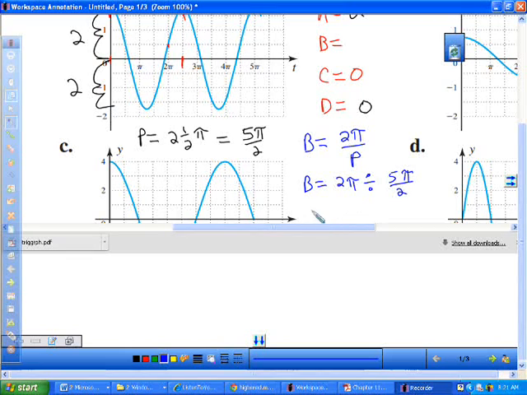So how do we do this? We can multiply by just flipping the fraction here. So we get 2 pi times 2 over 5 pi. There's a 1 here. Now we can reduce it. The pi's cancel out, and B becomes 4 over 5. So my B value is 4 over 5 up here.